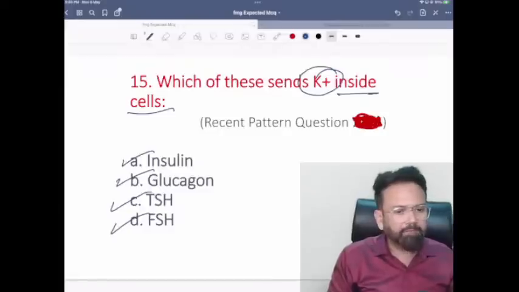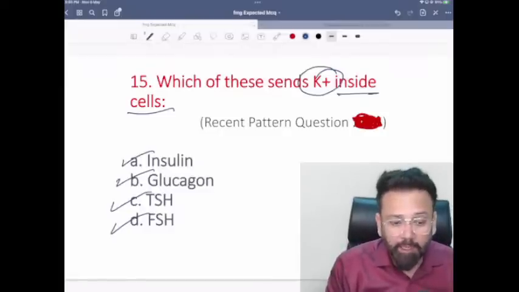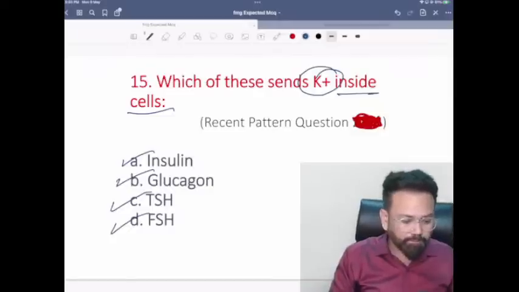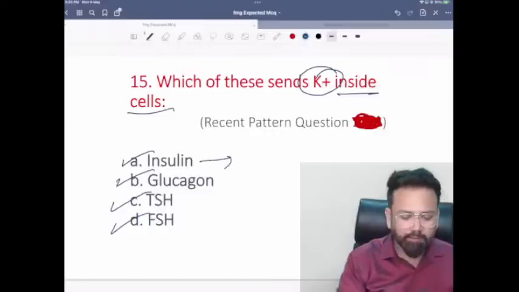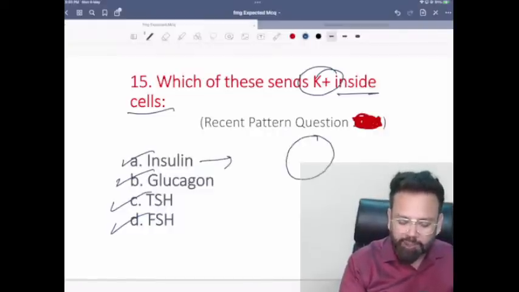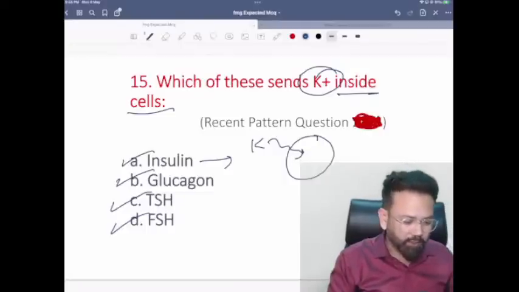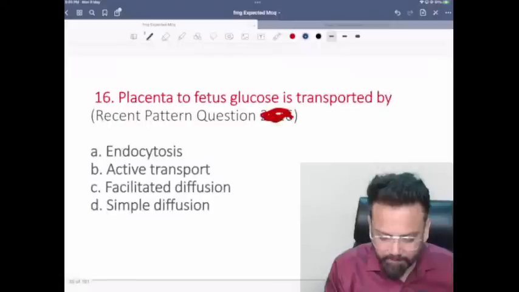In hyperkalemia, first we give calcium. Why? To stabilize the membrane. Then we give a hormone. It's very good, insulin. Insulin puts potassium inside the cell. That is why in hyperkalemia we use insulin. Okay, good. Everyone is correct.